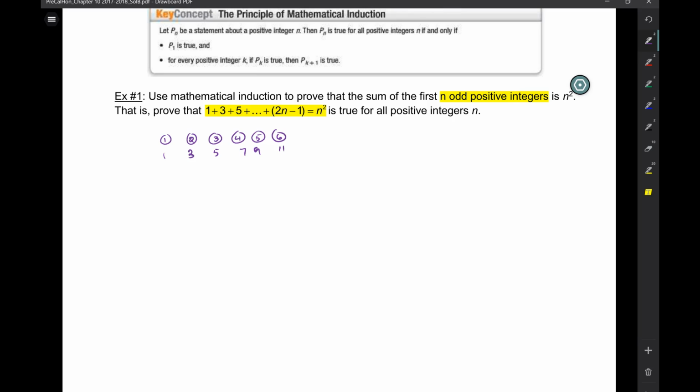Okay, but now we're going to prove it for all the numbers in the world. Okay, once and for all. So let's just do that.